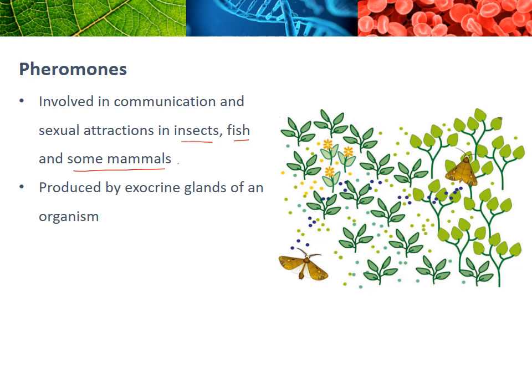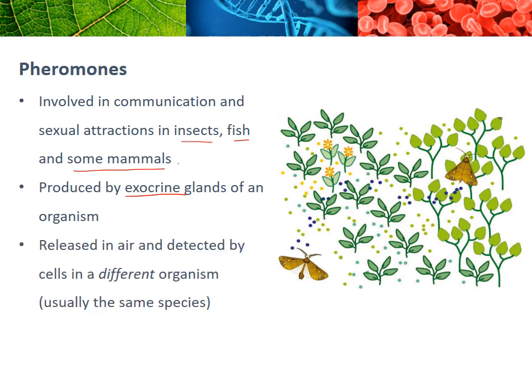They are produced by what are called exocrine glands. Okay, so they're a bit different to endocrine glands. Now, the really unique thing about pheromones is they're released from one organism into the air, usually, or if it's with fish, it'll be into the ocean or into the water, and they're picked up by a different organism, usually of the same species. Okay, so in this example, we have this moth over here.